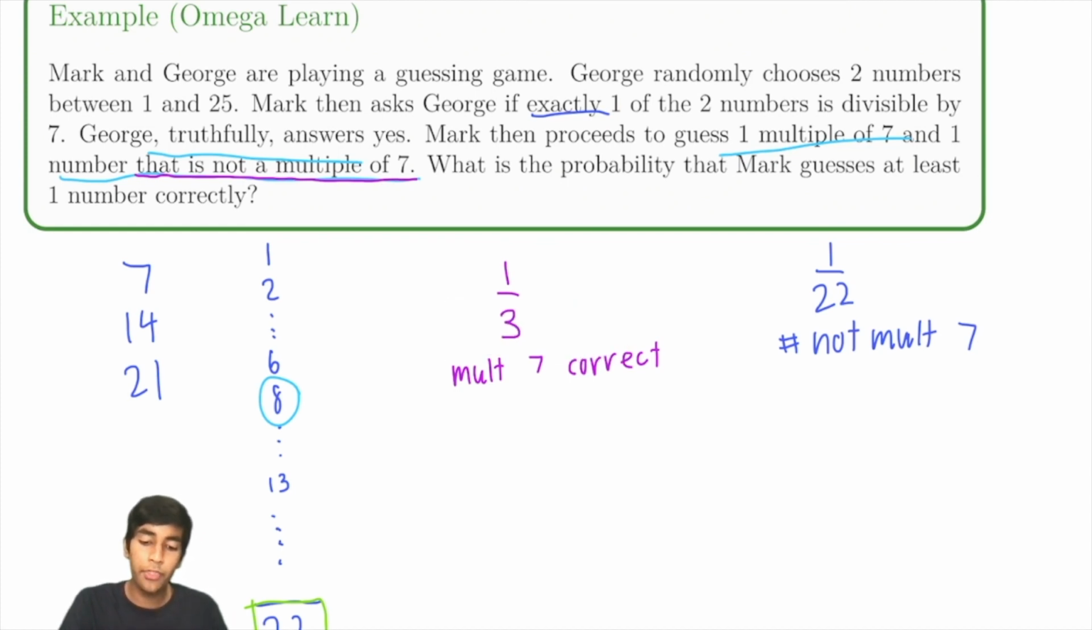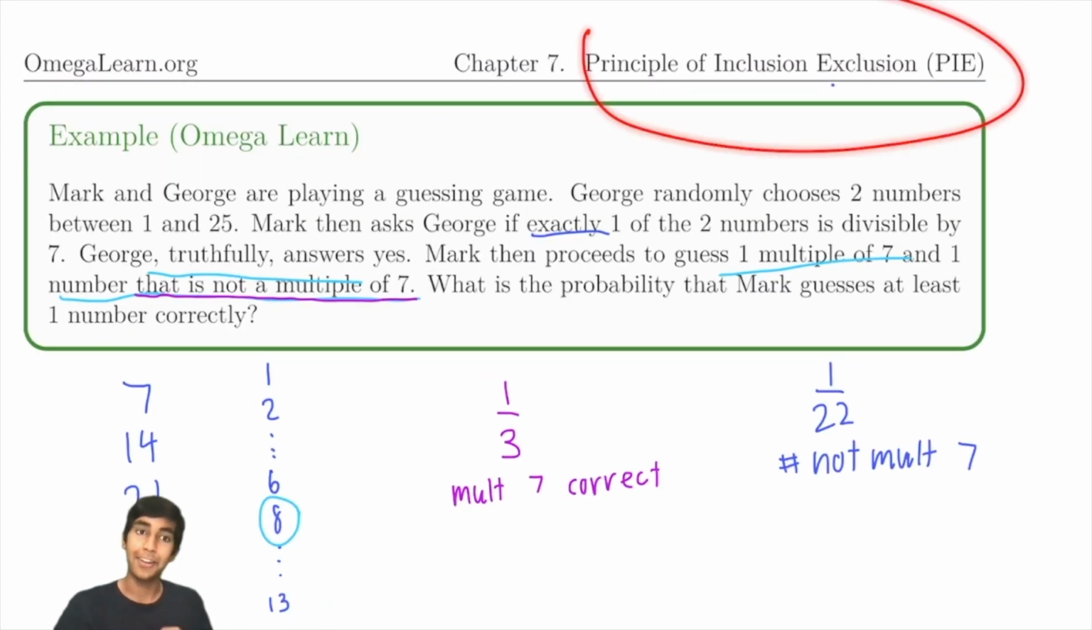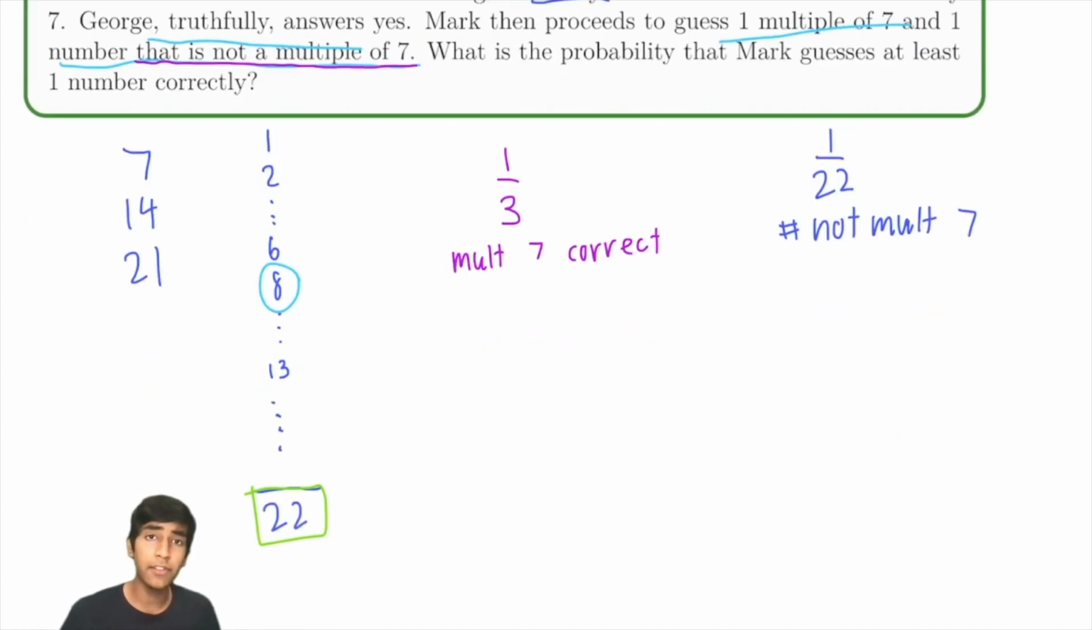Okay, so he has to guess at least one number correctly. So is it just 1/3 plus 1/22? No, because we are overcounting a little bit. And this is where the principle of inclusion and exclusion is going to come to the rescue. So what if he guesses the multiple of 7 correctly and the number not a multiple of 7 correctly?